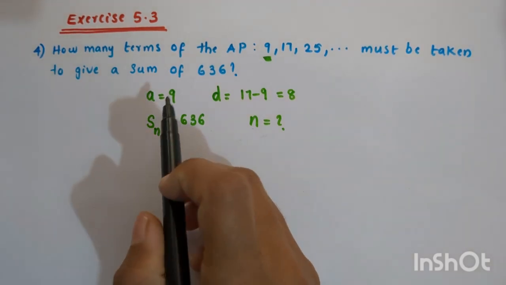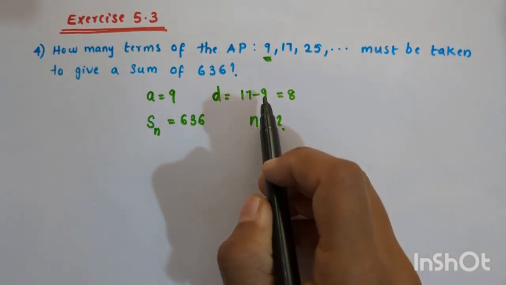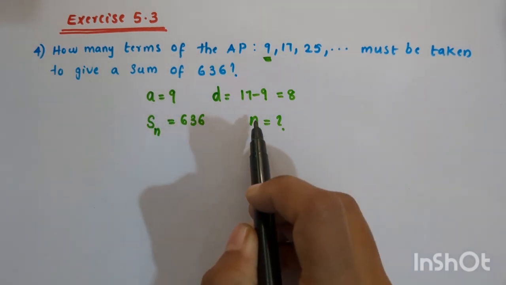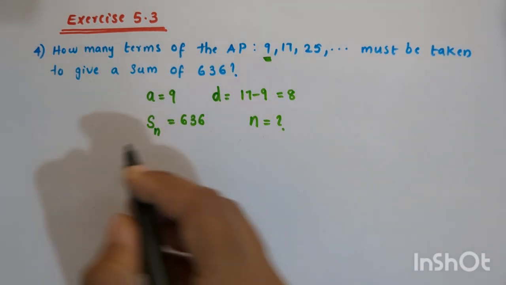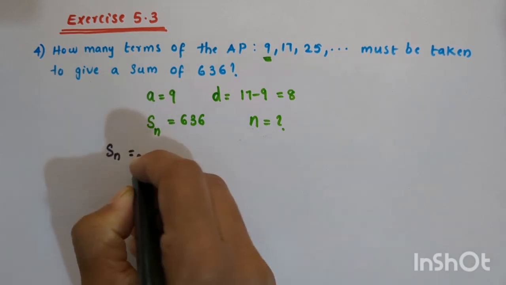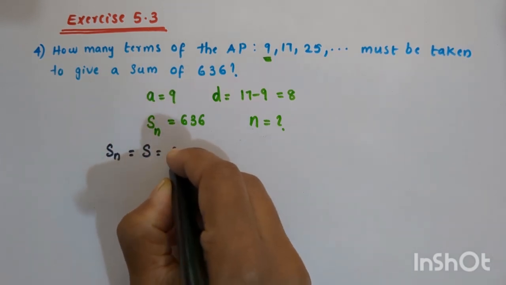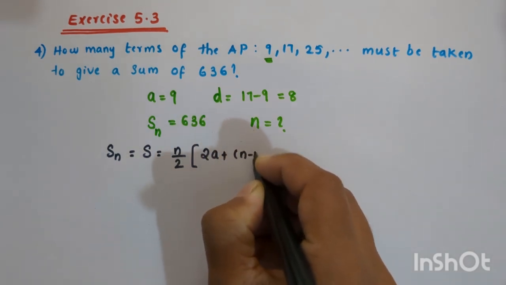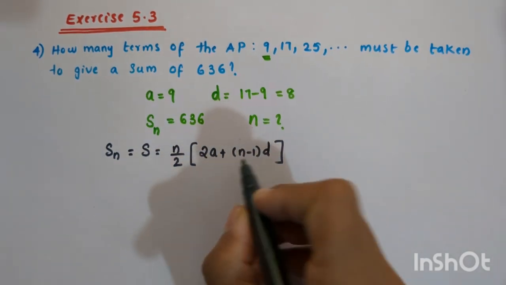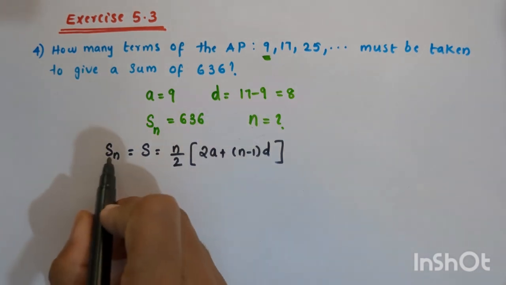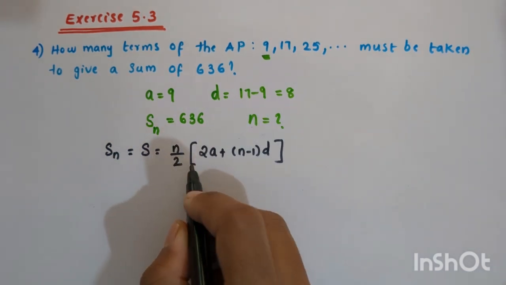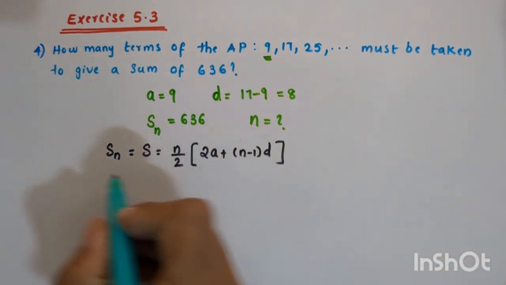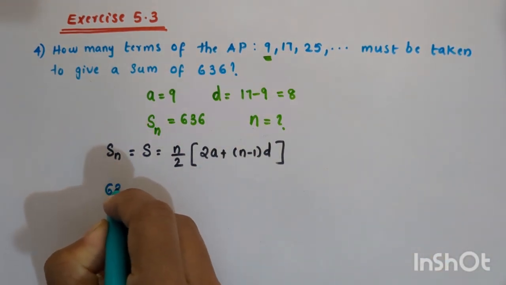Here we have the first term a, the common difference d, and the sum Sn. We want to find out the number of terms n. So we can use this equation, Sn equals n by 2 into 2a plus n minus 1 into d. We have already discussed this equation in our previous video. Here the sum of n terms is given as 636.